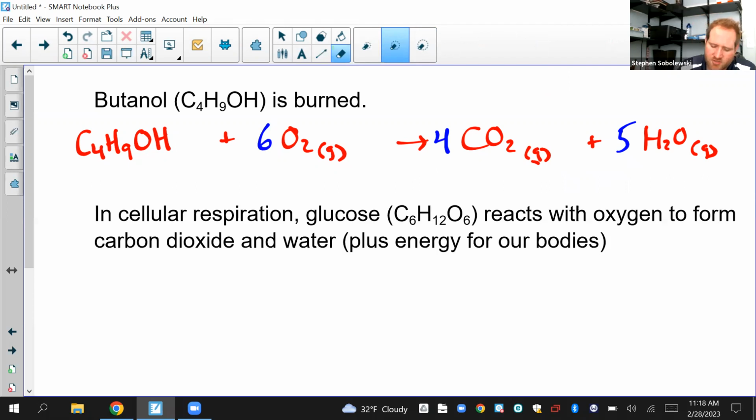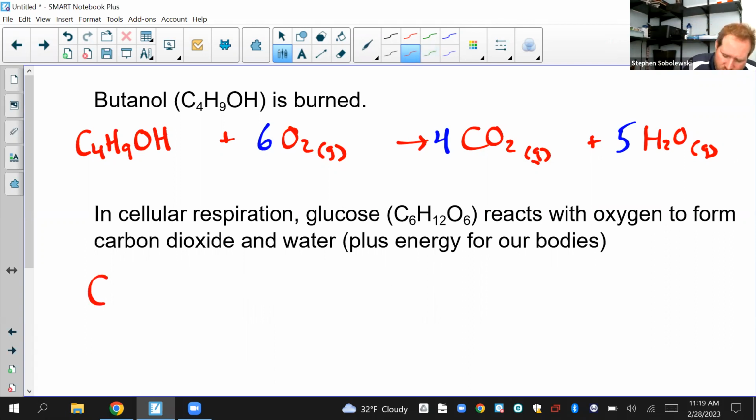All right, let's do one more combustion. This is a famous reaction in science. In cellular respiration, glucose reacts with oxygen to form carbon dioxide and water, plus energy for our bodies. I don't necessarily want to say glucose combusts, because when I think of combustion, I think of literally lighting up a fuel and having a fire. I mean, that's certainly not what's happening inside your body, but the same chemical process occurs. This is also, you can think of as the opposite of photosynthesis.